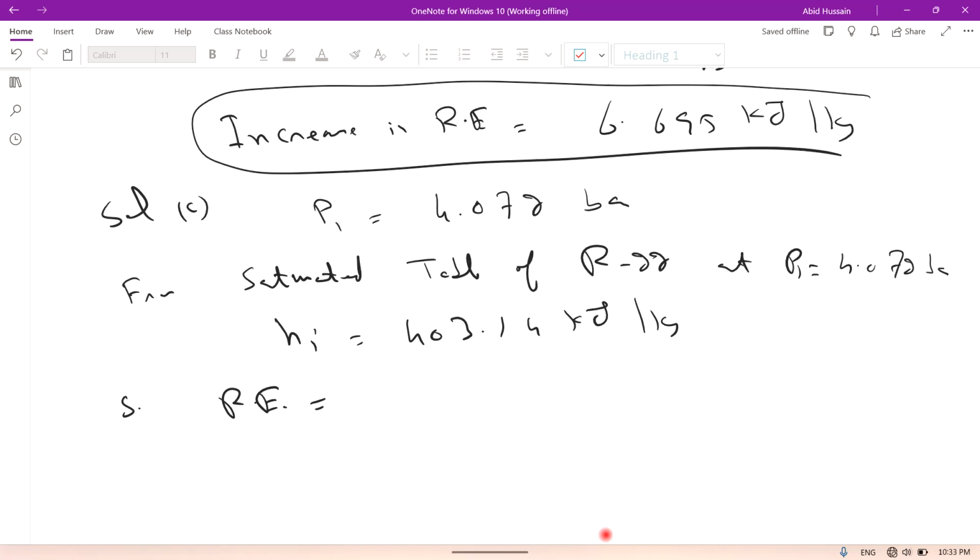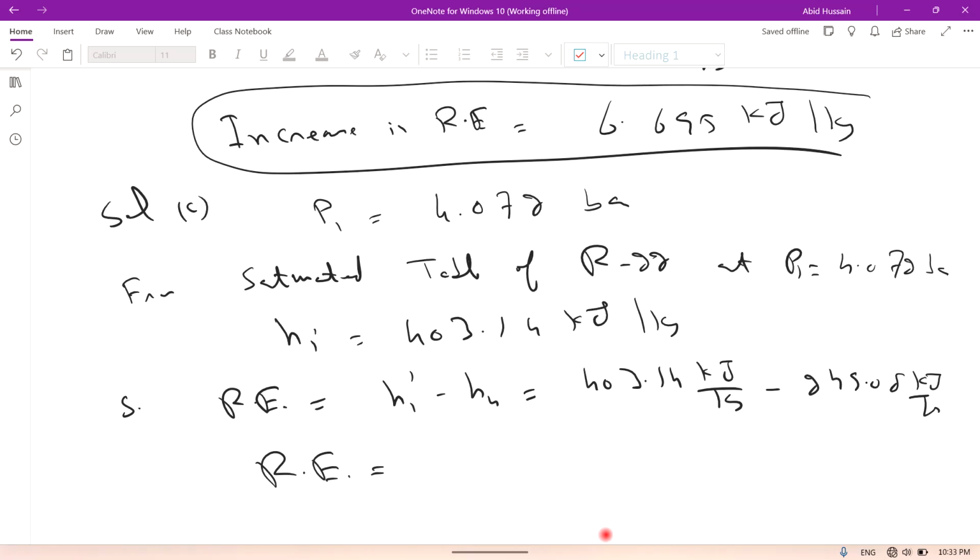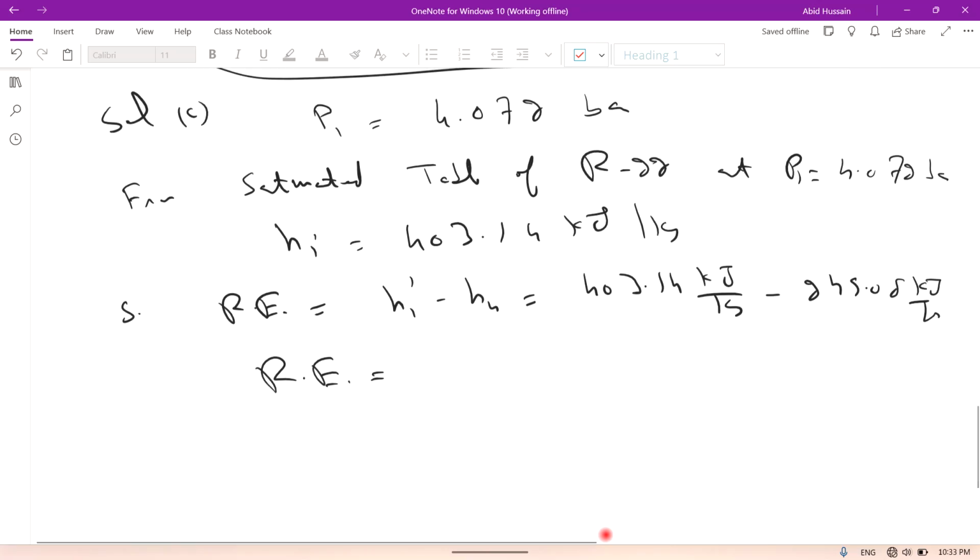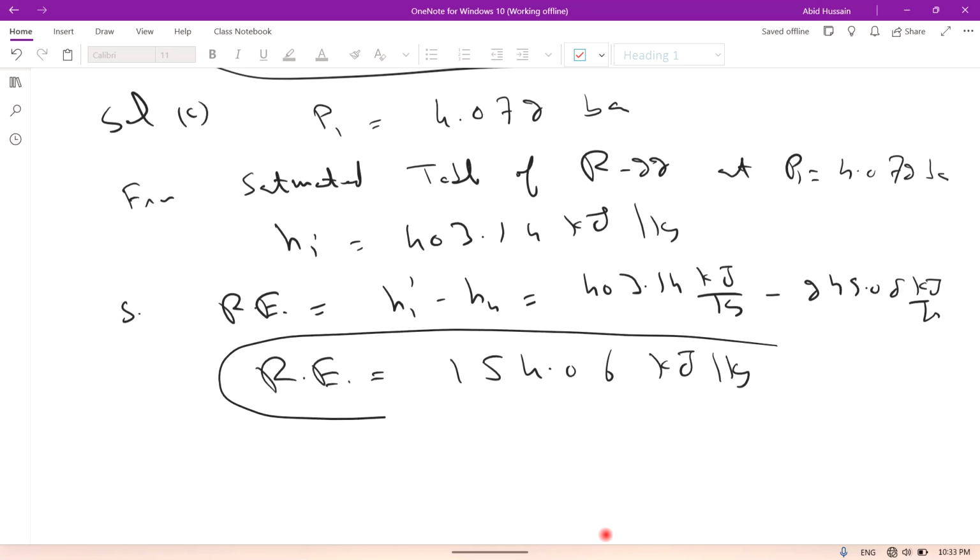So now refrigeration effect is equal to H1 dash minus H4. H1 dash is equal to 403.14 kilojoule per kg minus 249.08 kilojoule per kg. So the refrigeration effect in this case, when we decrease the evaporator pressure, is equal to 154.06 kilojoule per kg. So in this case, the refrigeration effect decreases. So the problem is solved.